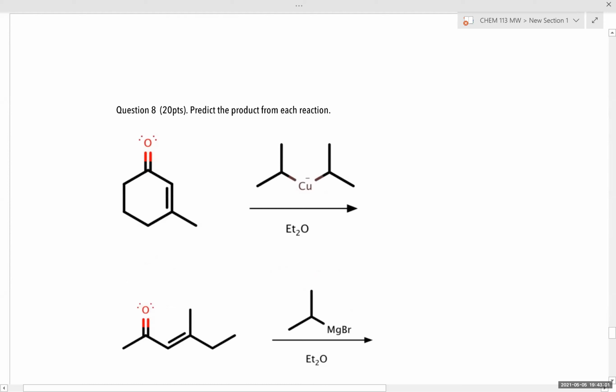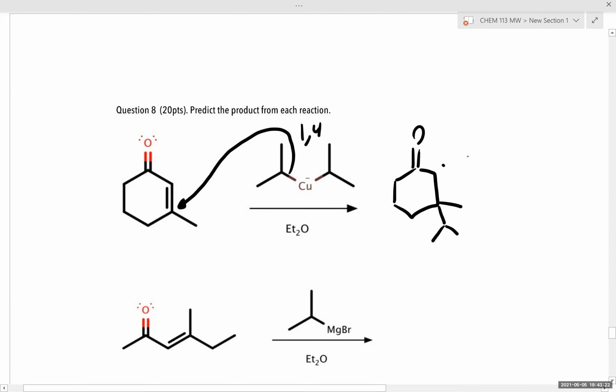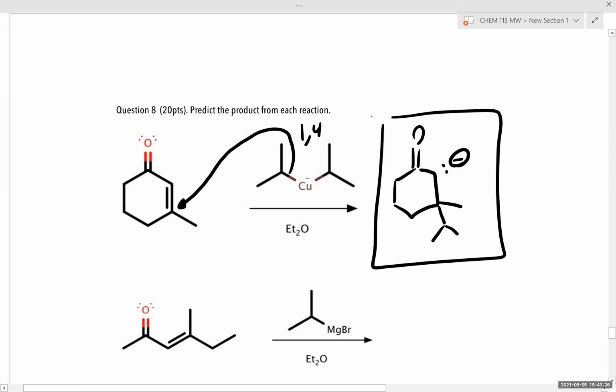In this case, we're asked to predict the product from each reaction. So we have an enone and an organocuprate reagent. These organocuprate reagents prefer to add 1,4. So in this case, we'd end up with addition of our isopropyl group at the 4 position. You can draw the enolate generated, or you can draw the neutral 1,4 addition product.